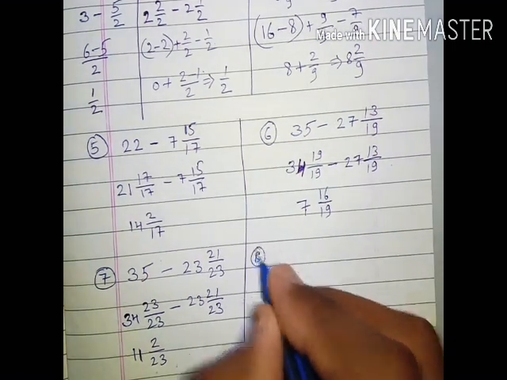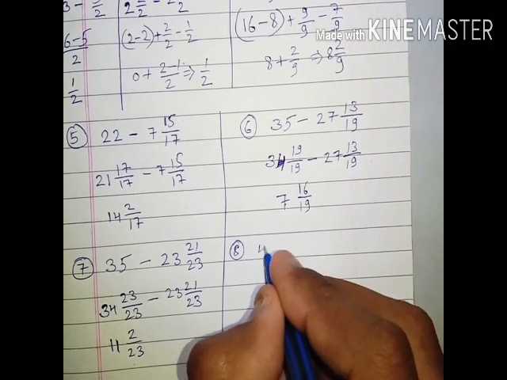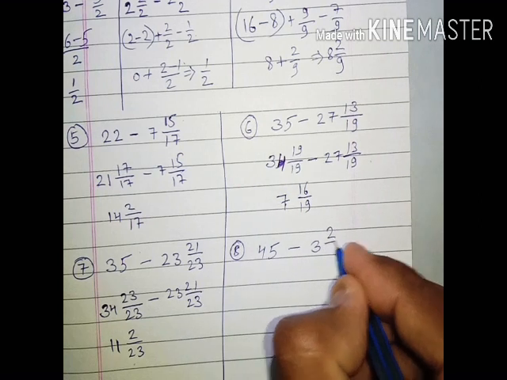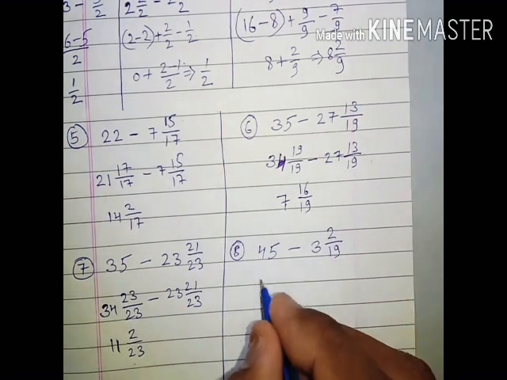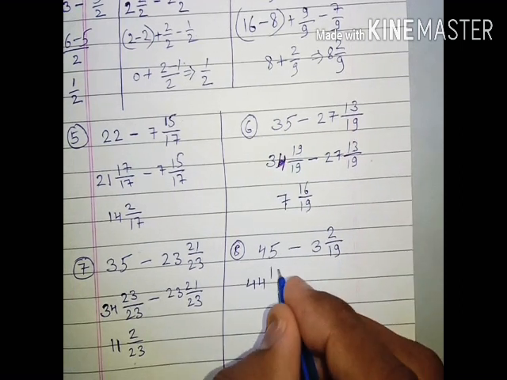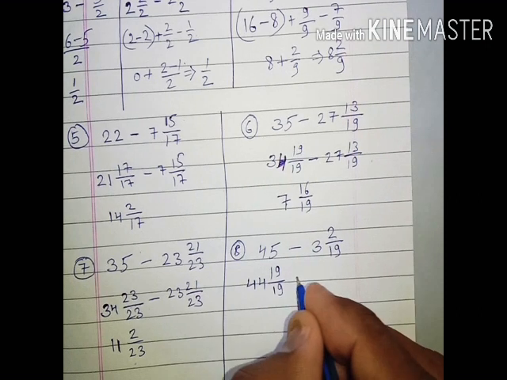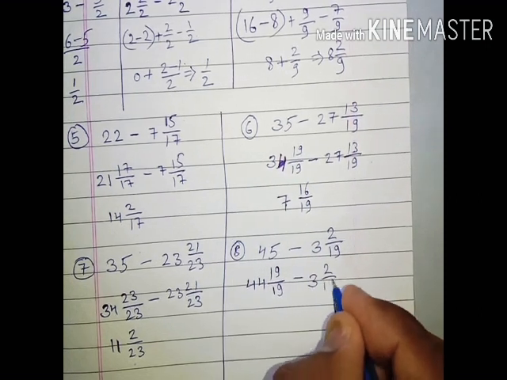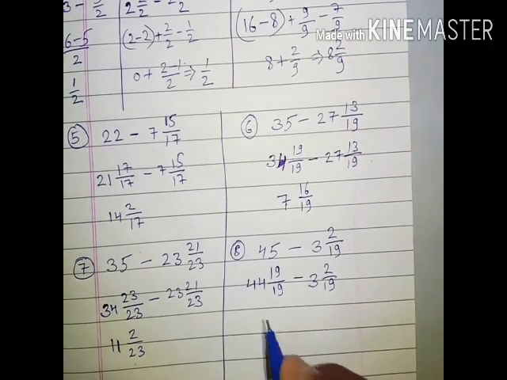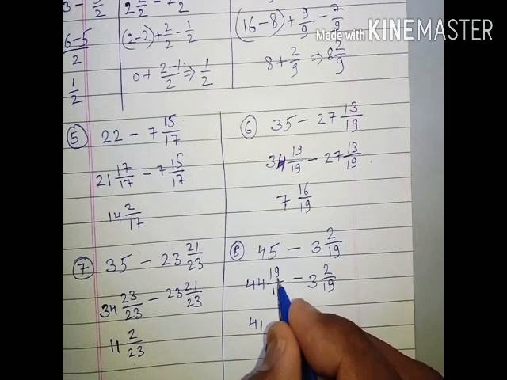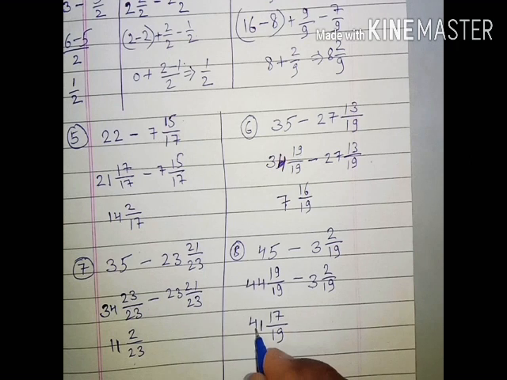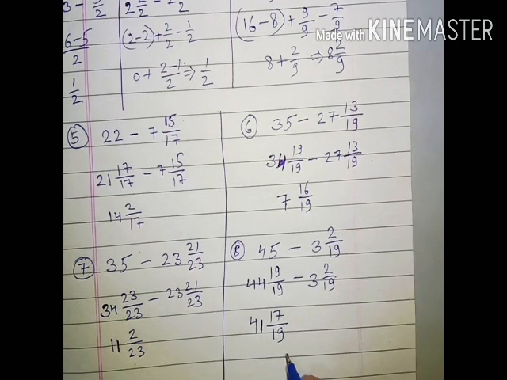Now again start one more question. 45 minus 3 2 upon 19. You have to write 44. To make the denominator same, we write it as 19 upon 19 minus 3 2 by 19. From 44 we have to subtract 3. The answer will be 41. From 19 if we subtract 2, the answer will be 17 upon 19. In mixed fraction the answer is 41 17 upon 19.